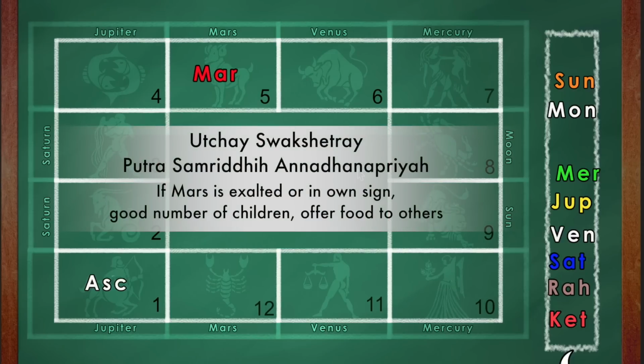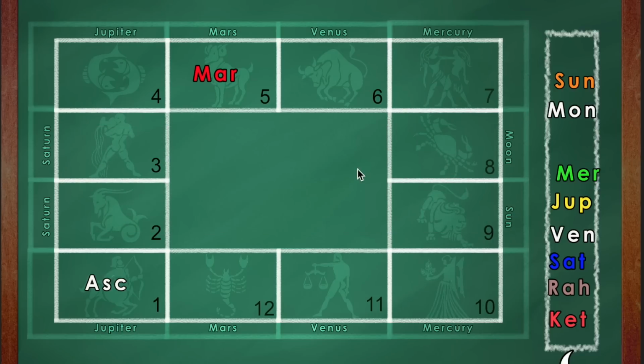Now we move on to conditions apply. Uche Swakshetre Putra Samriddhi Annadana Priyaha. Now this is the positive side of Mars being in the fifth house. If the planet is exalted or in his own sign, Aries or Scorpio, the native will have a good number of children and will donate food to others. This is a sign of good luck.